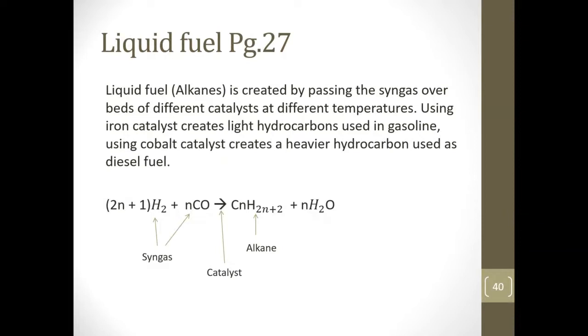Liquid fuel. We can make liquid fuel from syngas in the form of alkanes. It's created by passing the syngas over beds of different catalysts at different temperatures. We don't get into the details, so don't panic. Using an iron catalyst, for example, will create light hydrocarbons that we use in gasoline. Using a cobalt catalyst will create a heavier hydrocarbon, like diesel fuel.